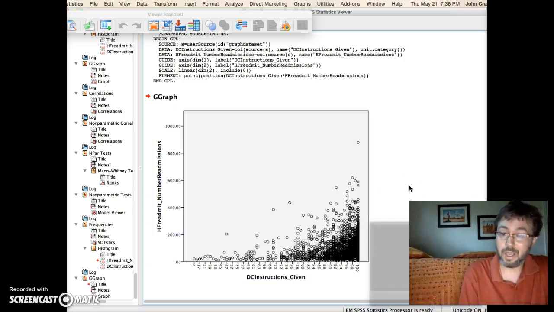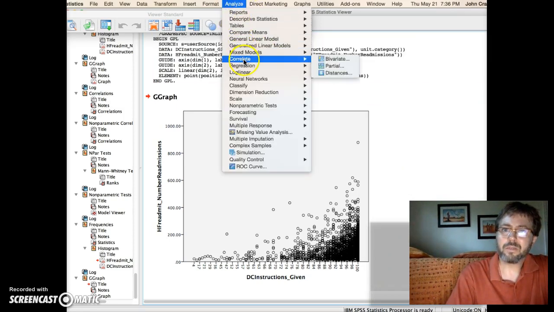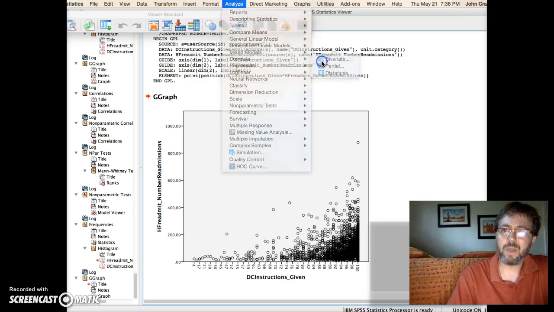There clearly is, but is it a strong relationship? And you can look at this graph and see that the relationship between the two is actually quite weak. So we can quantify that relationship further by going to Analyze, and then within the Analyze menu we can select Correlate, and then Bivariate.